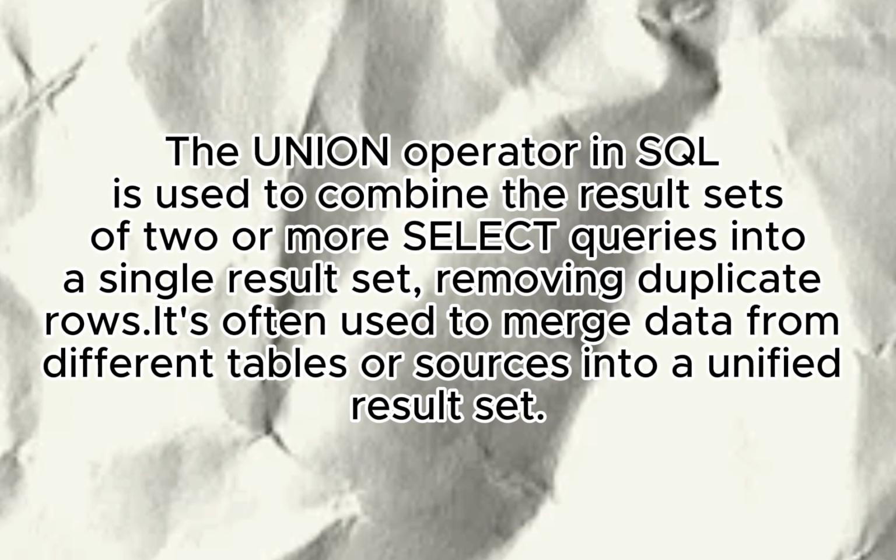The UNION operator in SQL is used to combine the result sets of two or more SELECT queries into a single result set, removing duplicate rows. It's often used to merge data from different tables or sources into a unified result set.